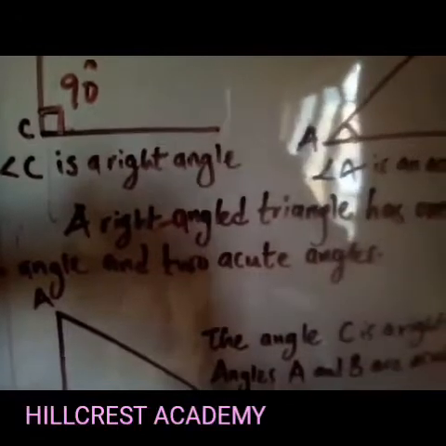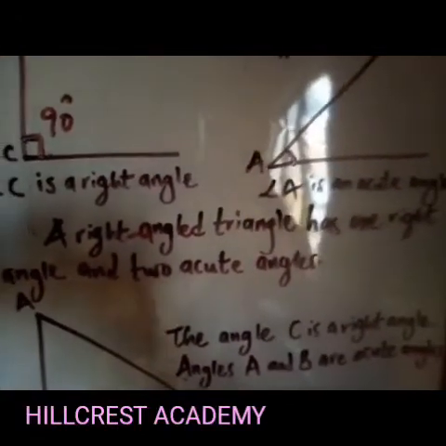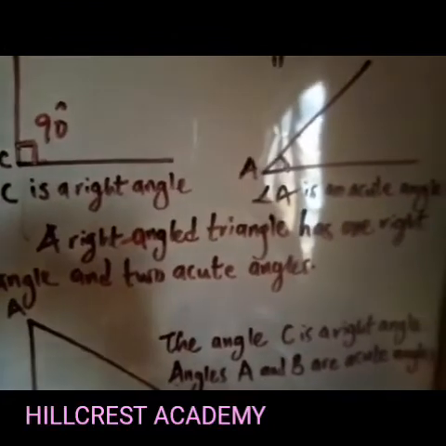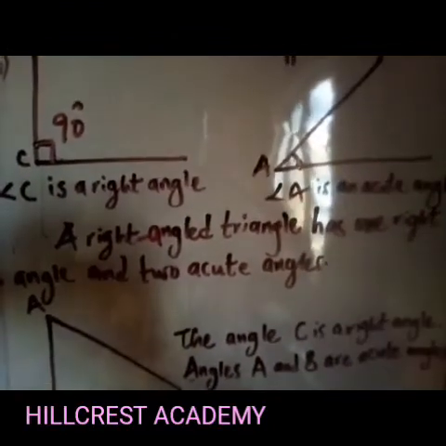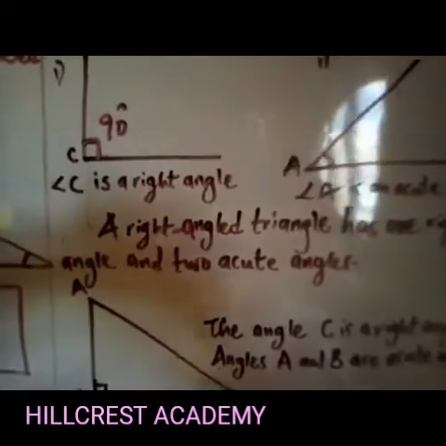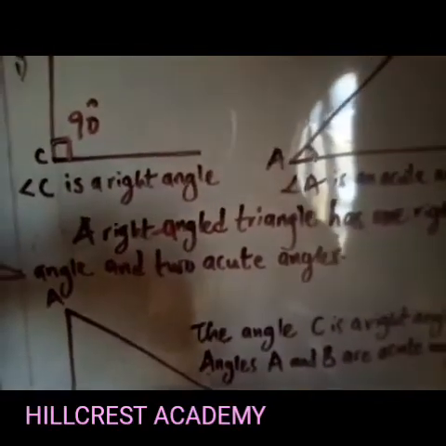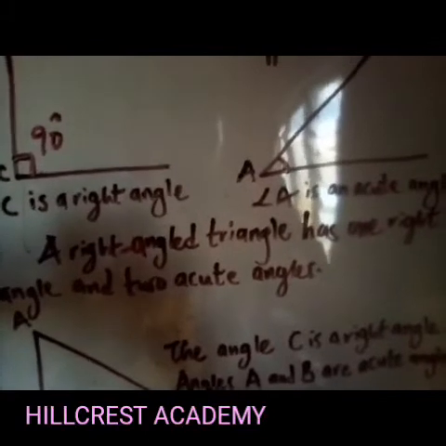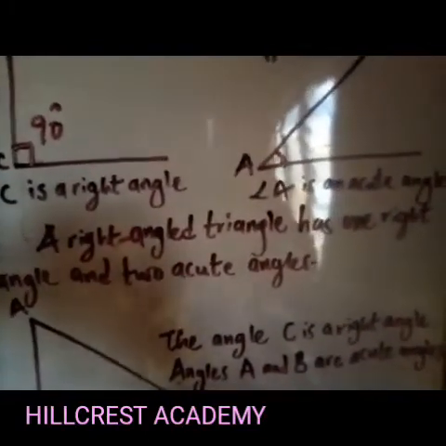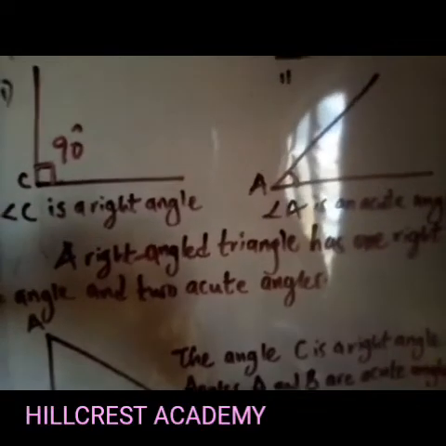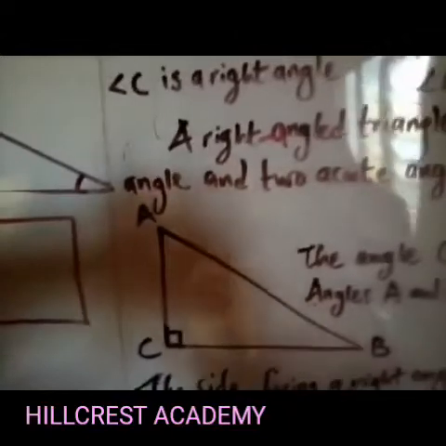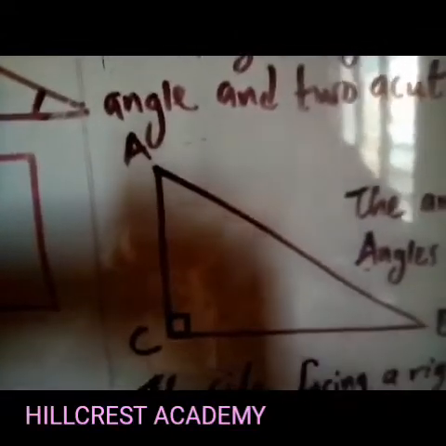A right angled triangle has one right angle and two acute angles. So for you to identify a right angled triangle, you must look for three things. Number one, it must have a right angle and two acute angles. You know what a right angle is and what an acute angle is. So look at this shape here.